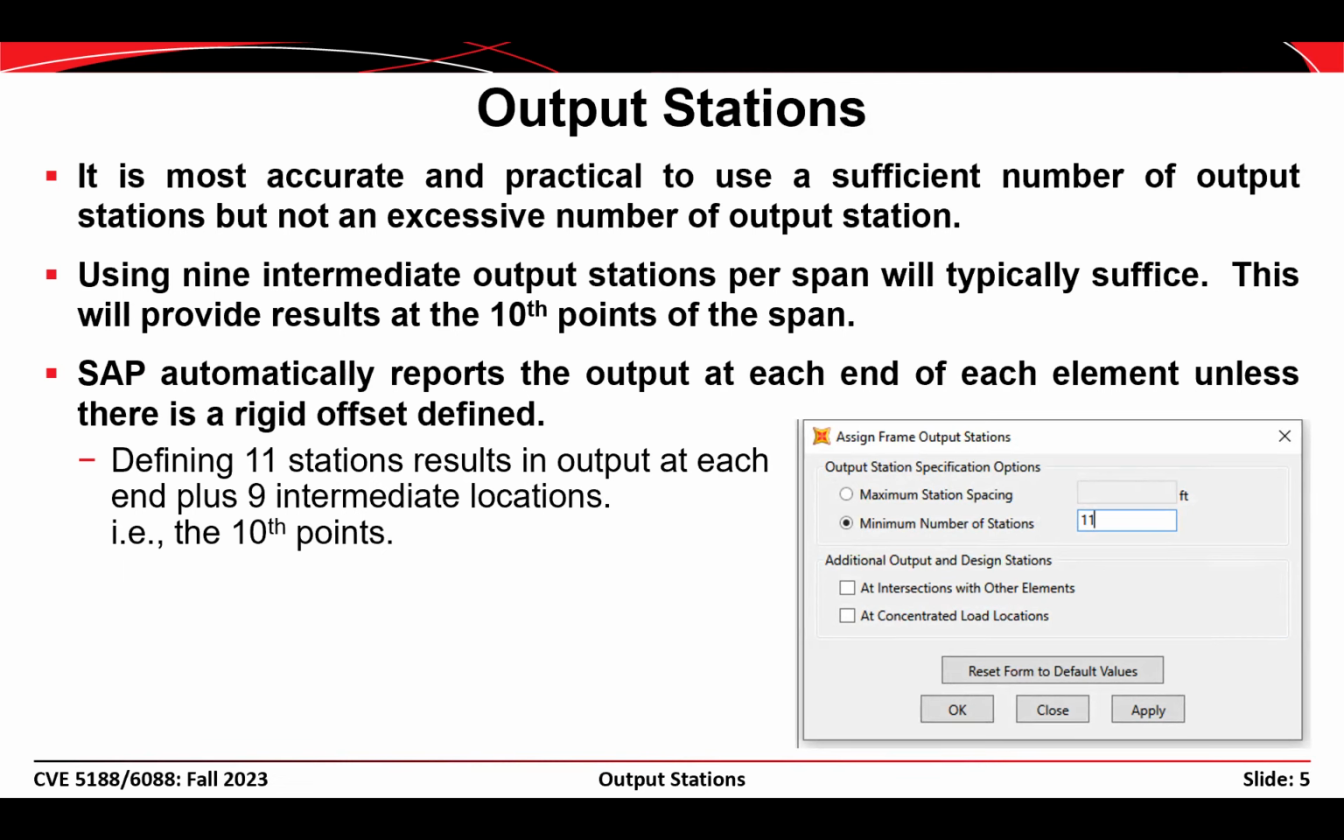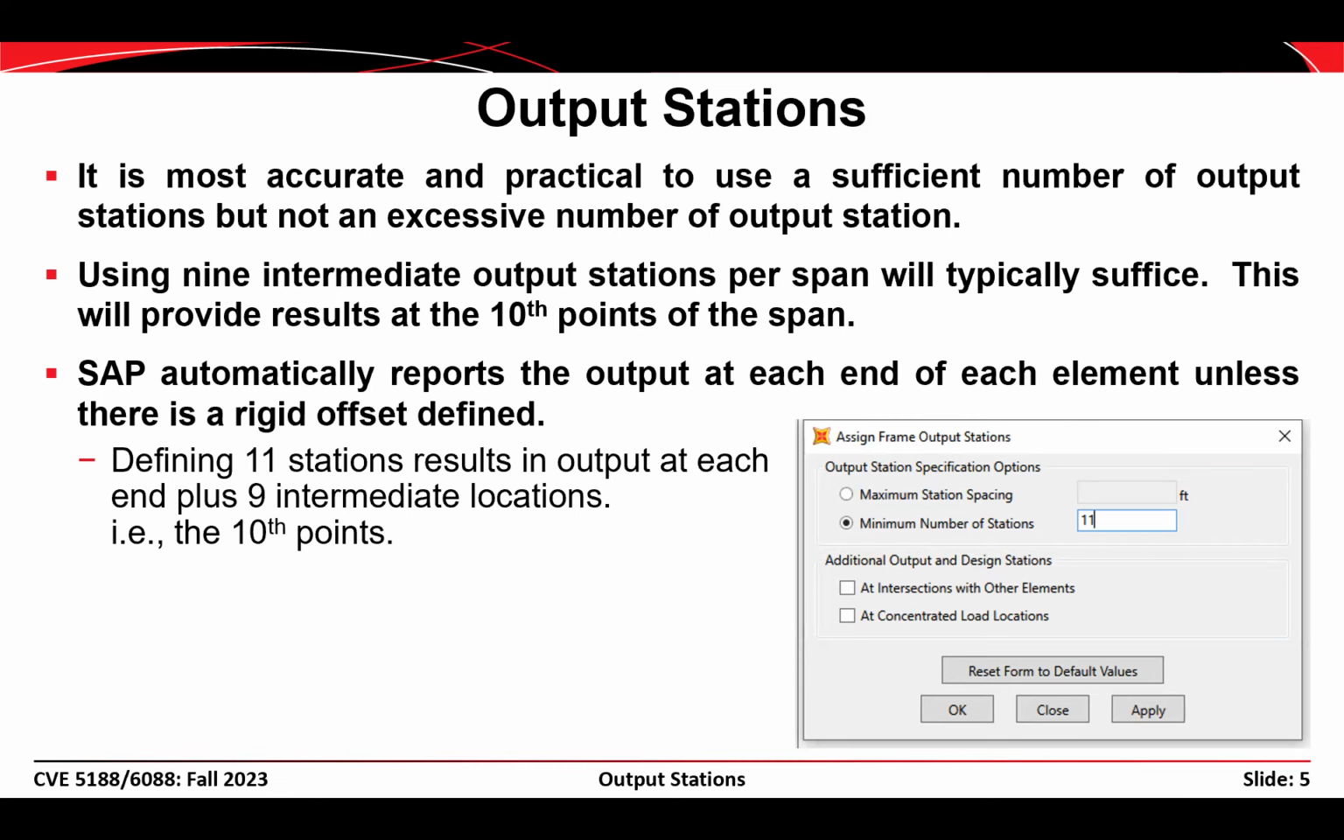Occasionally, you can check that first radio button where you tell SAP what you want the maximum segment to be. And so if you want it no further apart than every 2 feet, then if you have a beam that's 10 feet long, it'll chop it up into 5 segments. But if you have a beam that's 100 feet long, it's going to chop it up into 50 segments instead. So that can be useful, but it could also be dangerous because you get a lot of output.